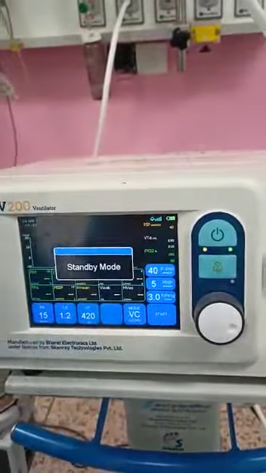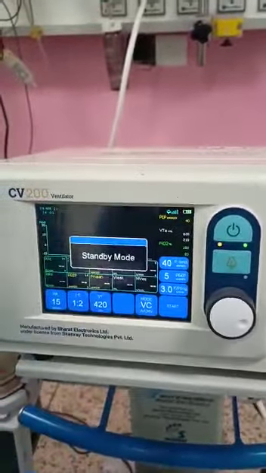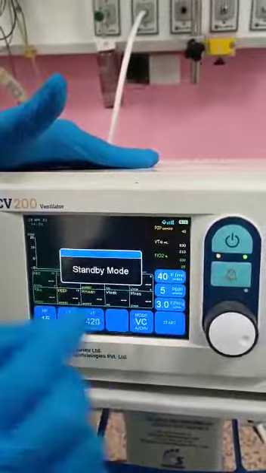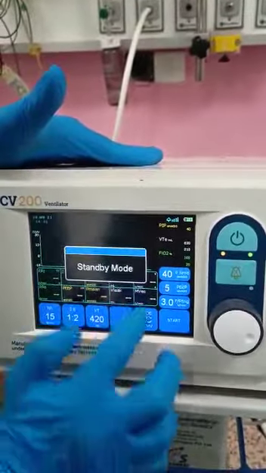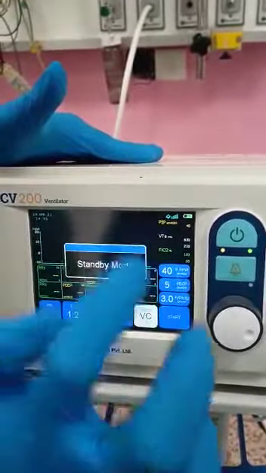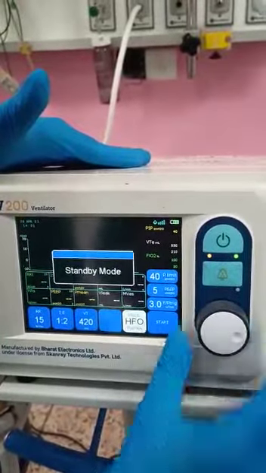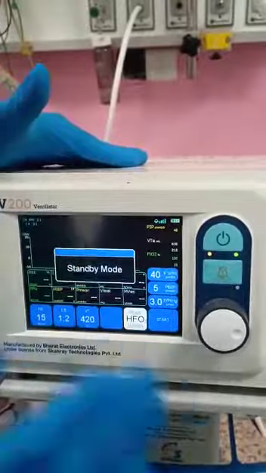When we start, the ventilator goes into standby mode. You have got a screen here. So many things are there. What you have to do, you have to look for where the word mode is written. Here is the mode. You will press the mode, and again by moving the knob anti-clockwise and clockwise, you can choose whatever settings you want to choose.